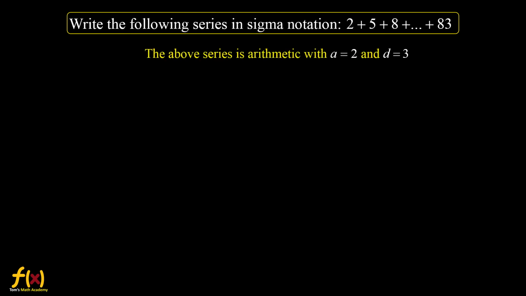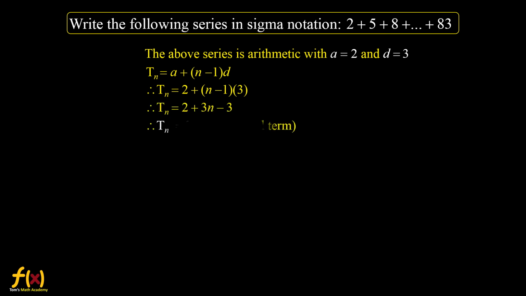Here the first term is 2 and the common difference is 3. Now, what is the formula for the general term? Tn equal to a plus (n minus 1)d. Use that formula from the formula sheet. Substitute and simplify. We get Tn is equal to 3n minus 1. That is the general term we are going to write in front of the sigma notation.